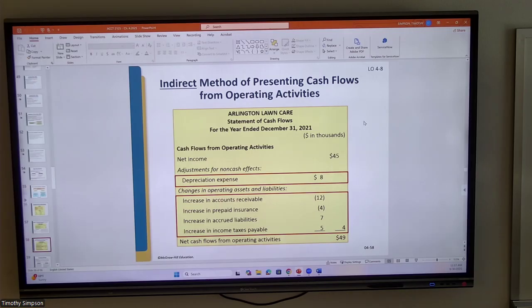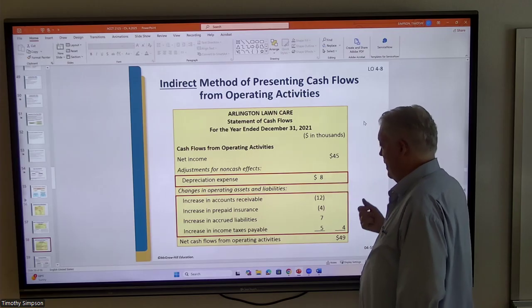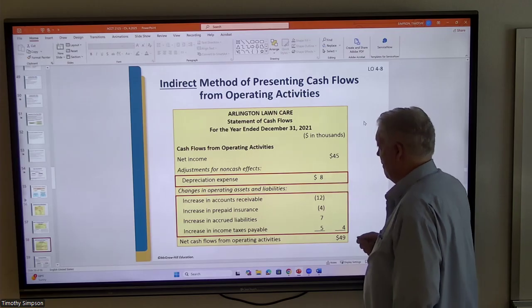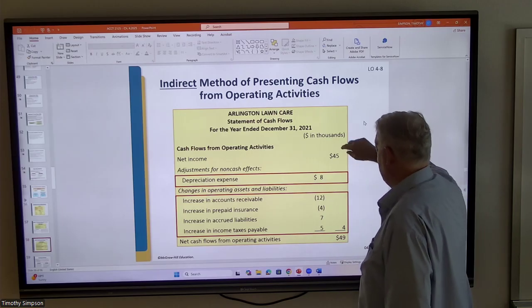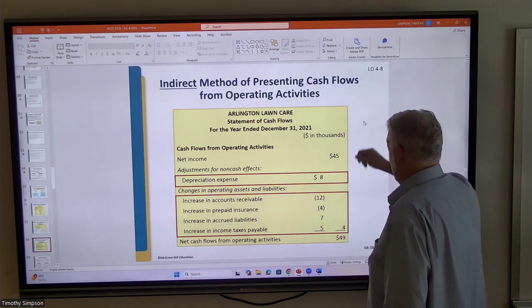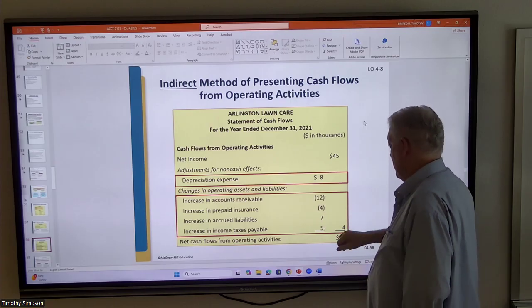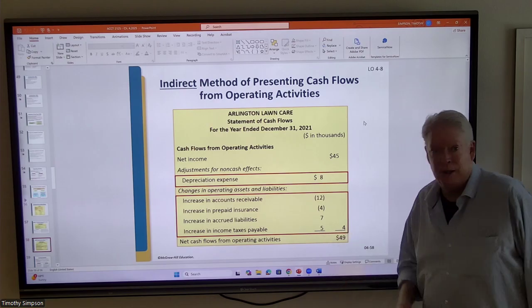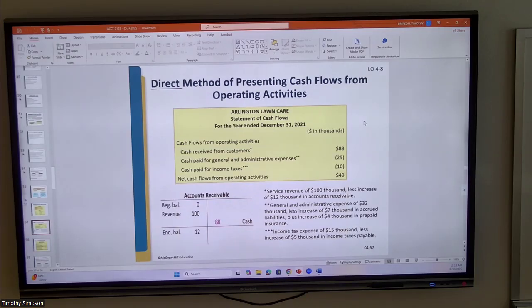Okay. Increase in accrued liabilities. Well, liabilities means that we've received the value of something, but we haven't paid it yet. And the same goes with payables. And so if you take 45,000, we've cut out the zeros here, plus 8 minus 12 minus 4 plus 7 plus 5, we end up with net cash flows, the same dollar figure, 49,000, that we ended up with where? In the direct statement here.